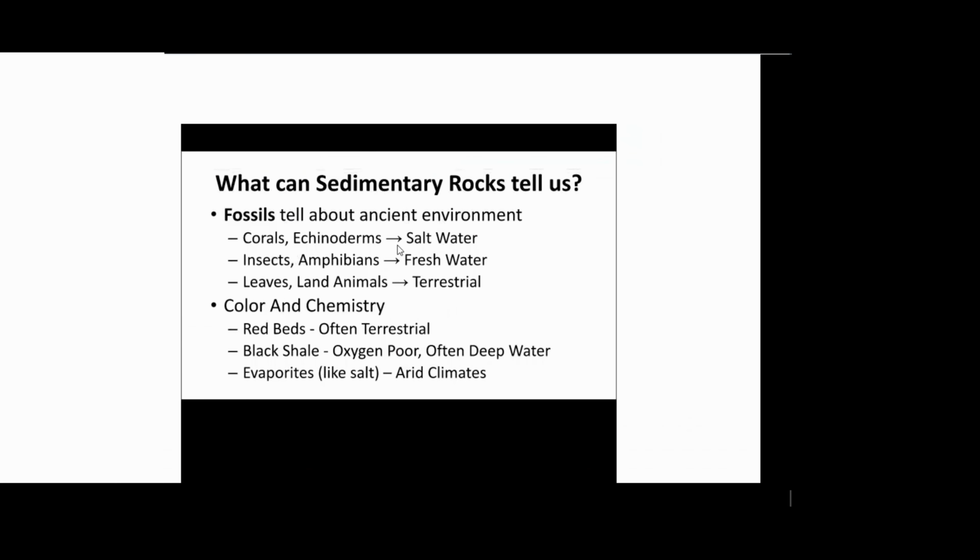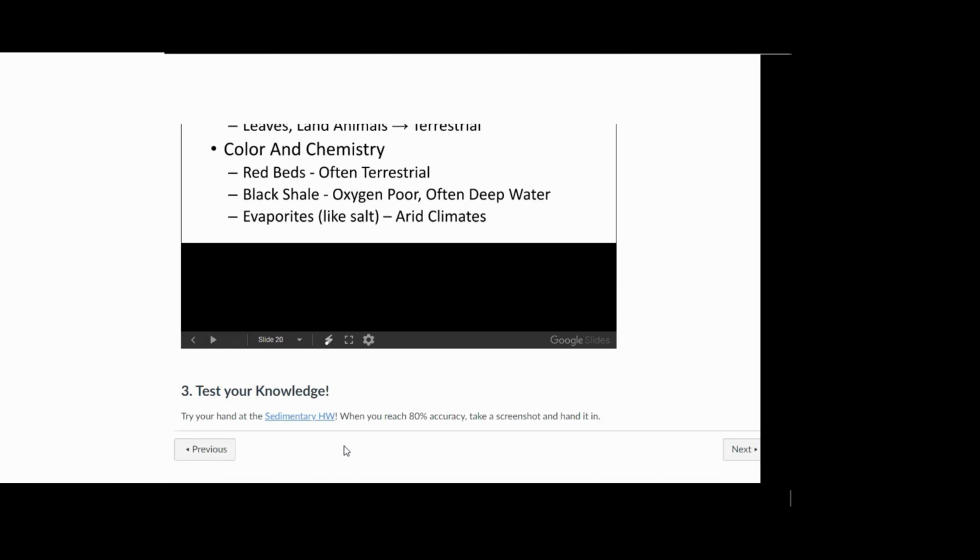You can look at fossils and tell what kind of environment it was in, and you can look at the color and the chemistry again to see the type of environment that it came in, or possibly even where it came from. So that's our last slide. Once you get done with this, go ahead and pause the video till you're done. And then once you get done, we will go on to the homework assignment here.